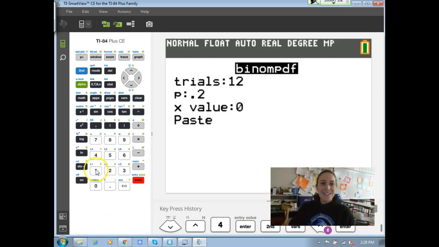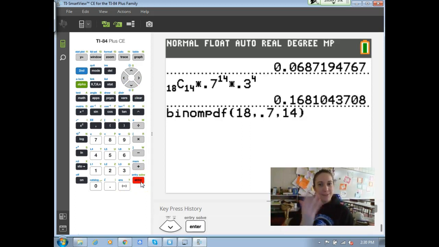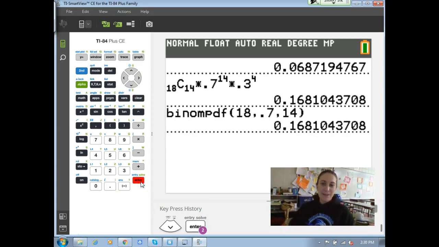So 18 trials, probability of success for this dude was 0.7. And then we're looking for 14 successes, exactly. And when it says paste, it's pasting this information into that old school formula. See, right there. Isn't that nice? So no more memorizing, which is so good for someone like me who can't memorize anything anymore. All right, so we get the same answer. Clearly, Binomial PDF is going to be easier.